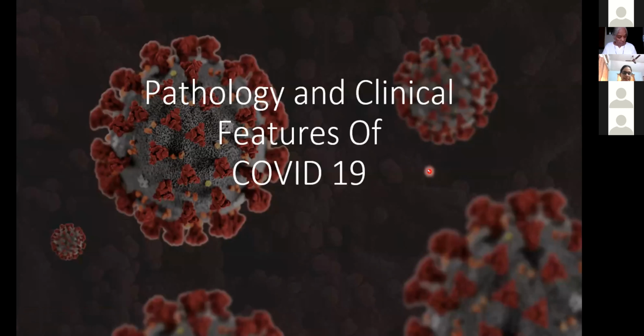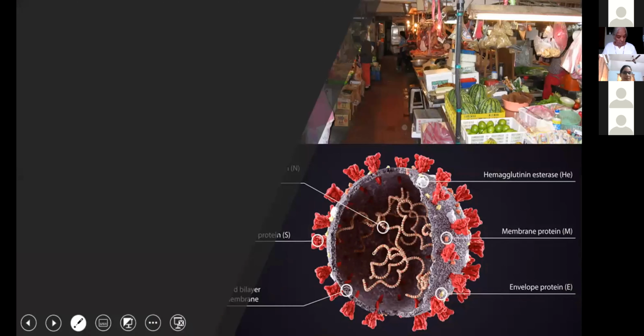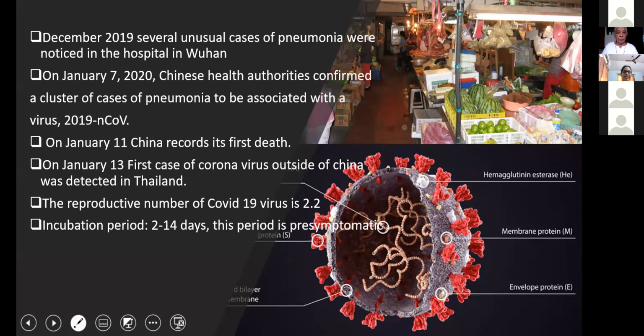Today, our topic is pathology and clinical features of COVID-19 virus. What you see here on the top right corner is the Wuhan seafood market. In December 2019, several unusual cases of pneumonia were noticed in the hospitals in Wuhan. On 7th of January 2020, the Chinese health authorities confirmed a cluster of cases of pneumonia.